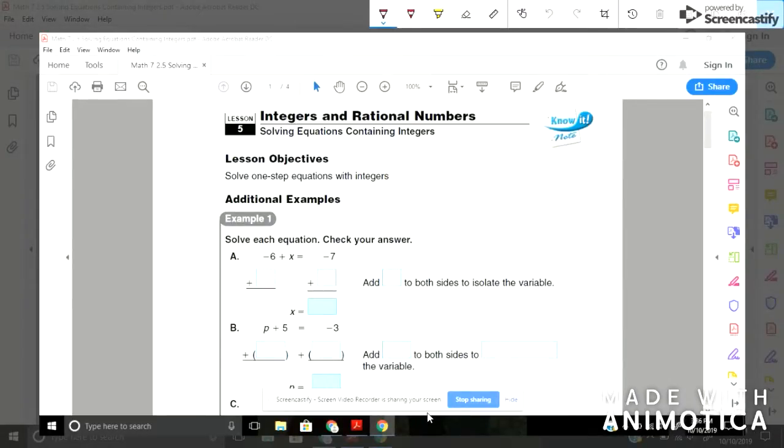Hey, seventh grade. Today we'll be working on 2.5, which is solving equations containing integers.